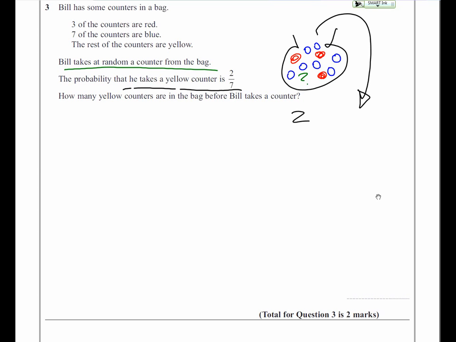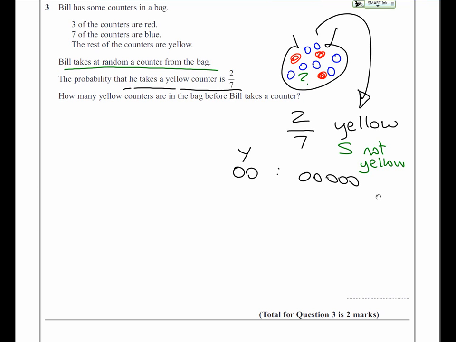So, 2 over 7 yellow. That means if there were 7, then there are 2 yellow, so there's 5 not yellow. For every 7, 2 yellow. It's a ratio question again, really. 5 not yellow. So we're talking about the ratio 2 to 5, and we want to know how many yellow we have. It's very, very similar to the one we've just done.